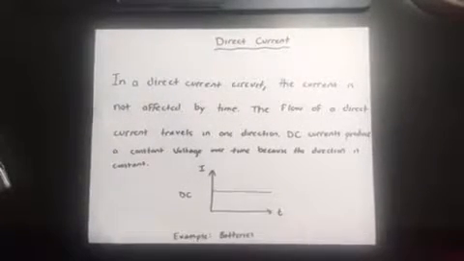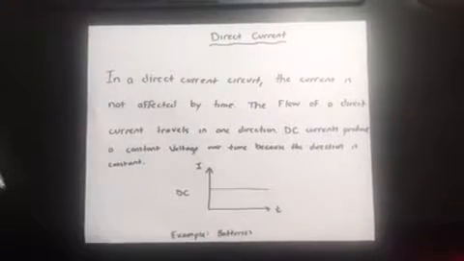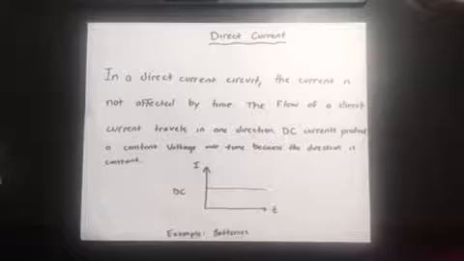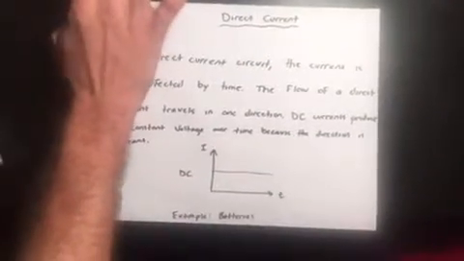The flow of a DC current travels only in one direction and one direction only, either positive or negative. In DC currents, a constant voltage is produced over time because the direction is constant. A great example of this type of current is a battery.